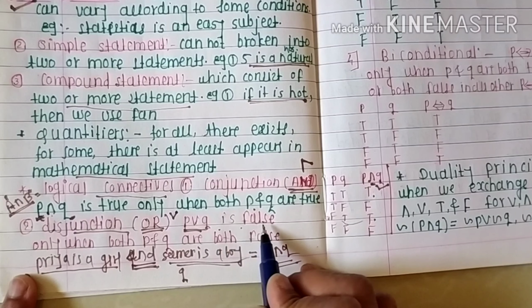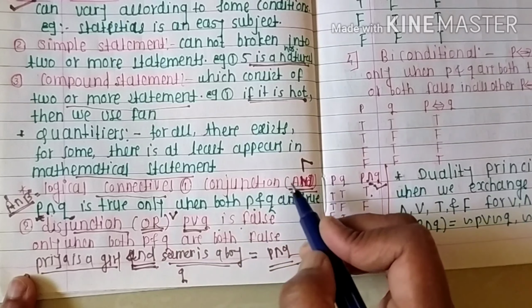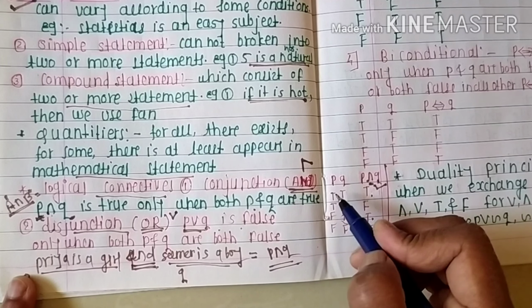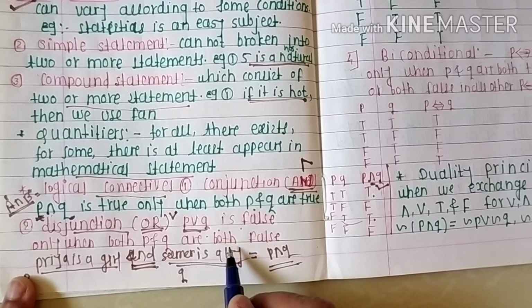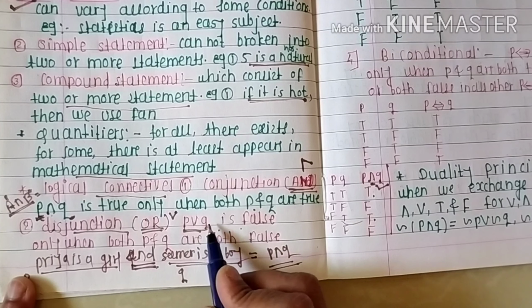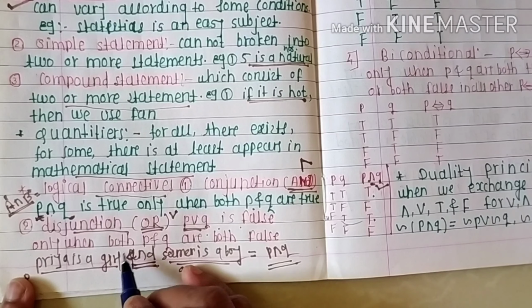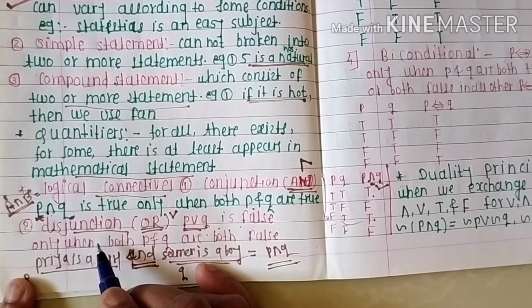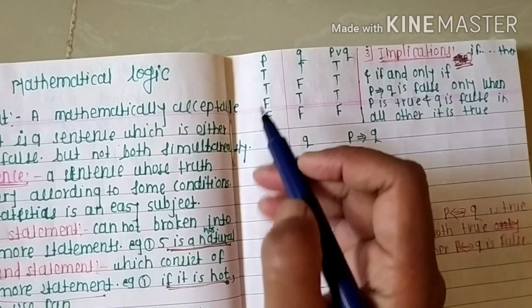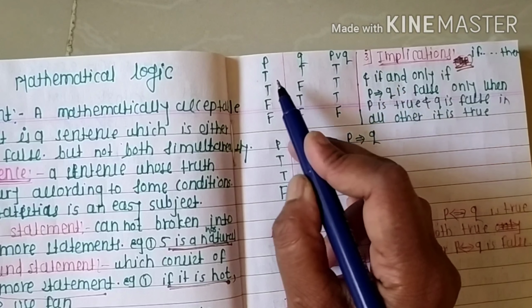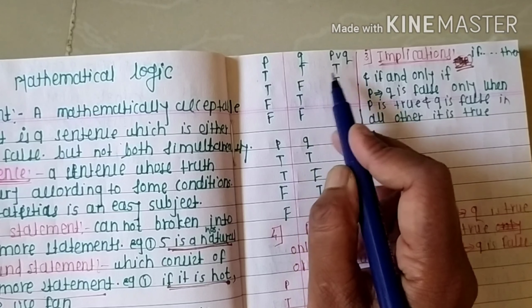This P or Q is false only when both P and Q are false. When both are true, the disjunction is true. Their OR is false only when both statements are false. The truth table for disjunction: if P and Q are both true, then P or Q is true; when both are false, it is false. If at least one is true, then it is also true.